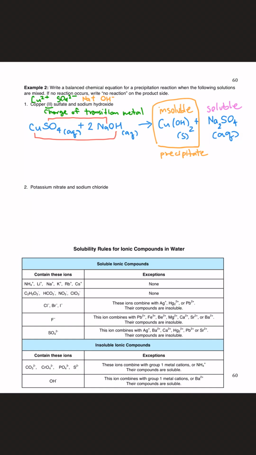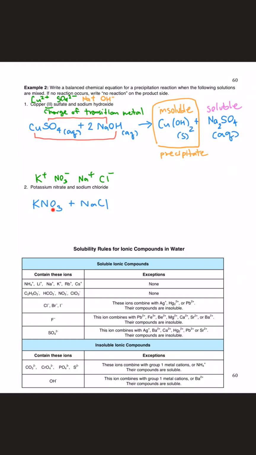Potassium is in group 1, has a positive 1 charge. Nitrate is polyatomic anion NO3-. Sodium is in group 1 with positive 1 charge. Chloride is in group 17 with negative 1 charge. So the chemical formula of the 2 reactants are KNO3 and NaCl.